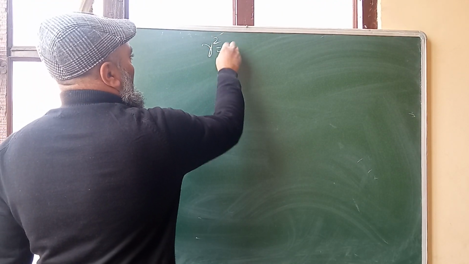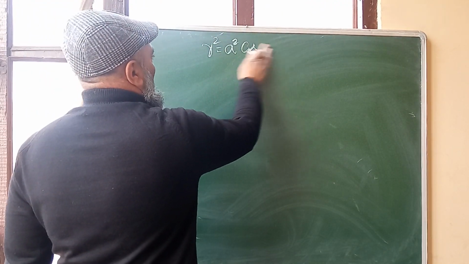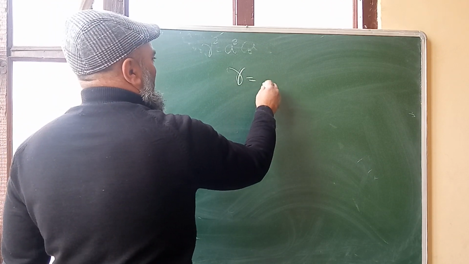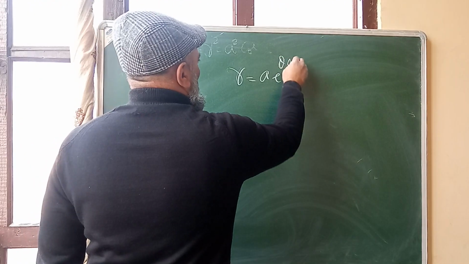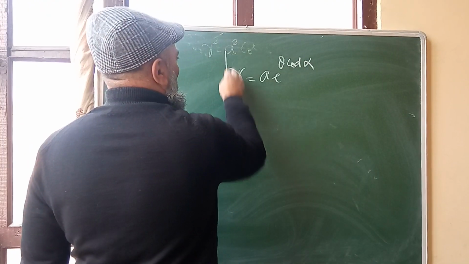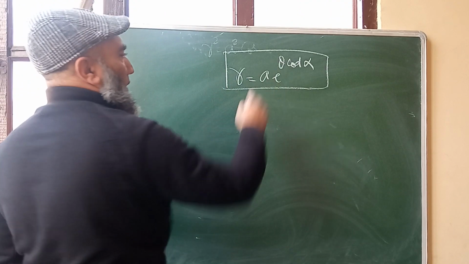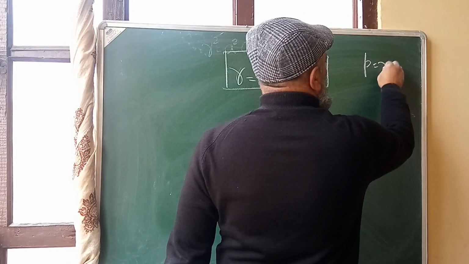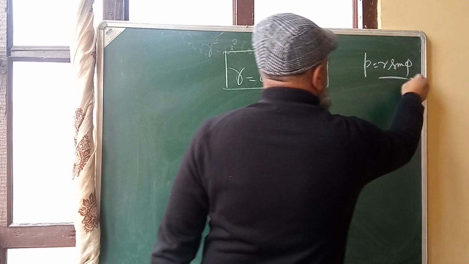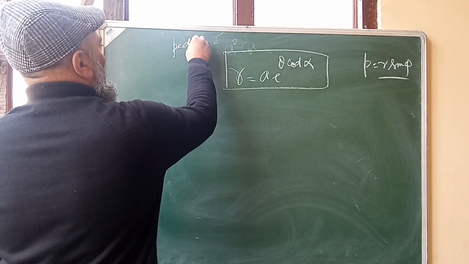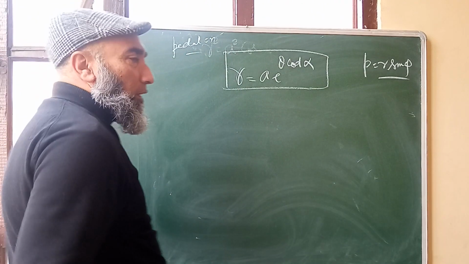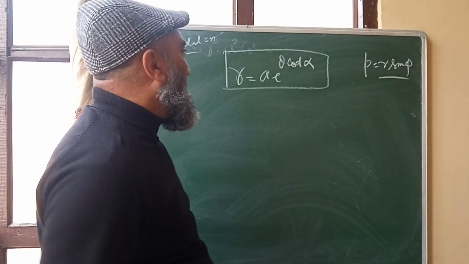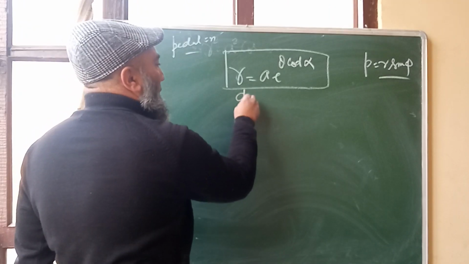R square equals a square cos 2 theta. Yeah, or r equal to a raised to the power theta cot alpha. R and theta. Pedal equation. What is pedal equation? P equals r sine phi. Find the pedal equation. So the relation between p and r. Phi, you know how to find phi. Phi is tan phi. Okay. Now, this is r. What is dr by d theta?